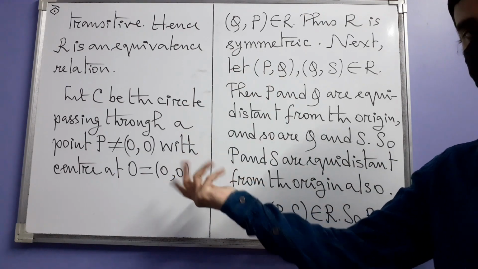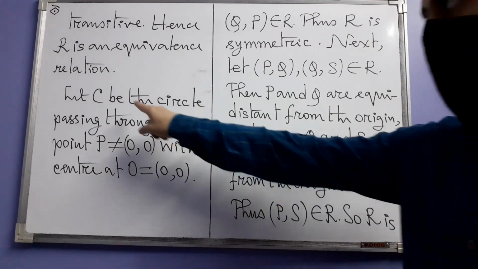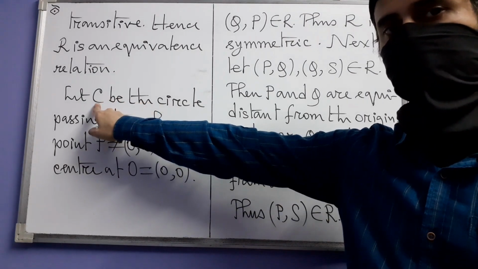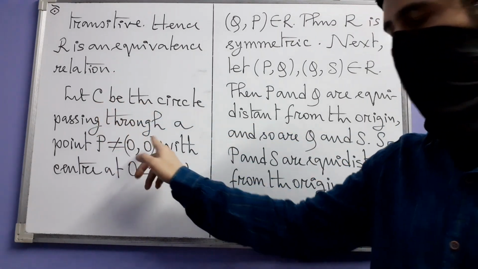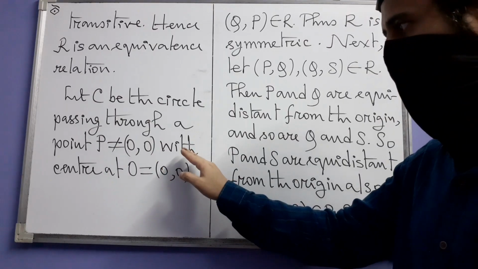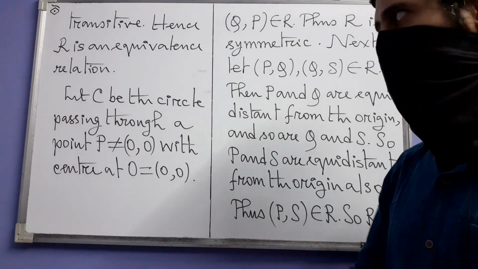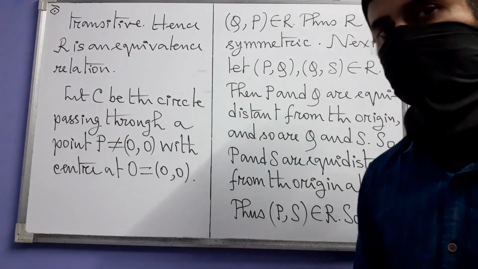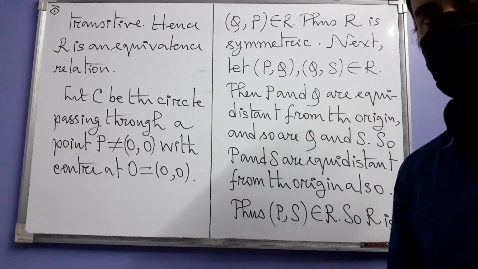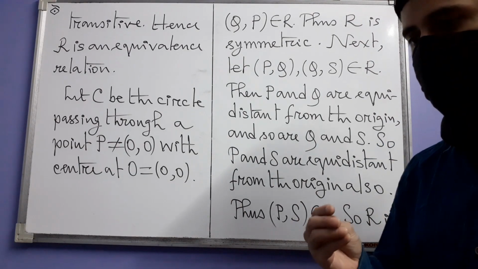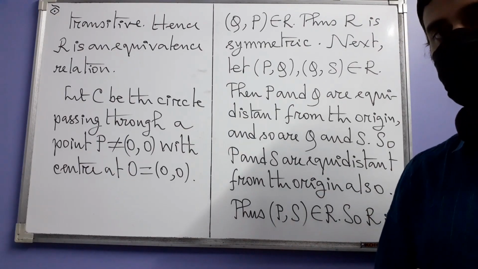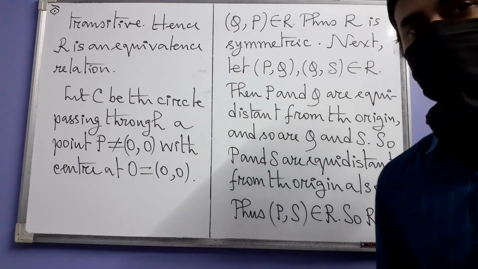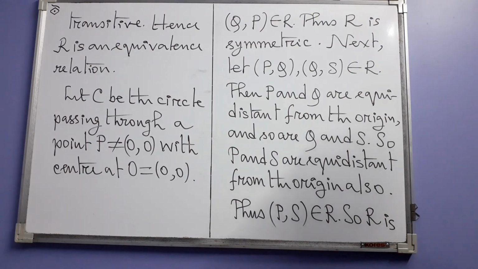And then we have that other part also. For that we have named the circle which passes through some point P which is not equal to the origin, and which has the origin as its center, C. Okay, so we are naming this circle C. Now we have to prove that C is precisely the set of those points that are related to P. Let's see how.